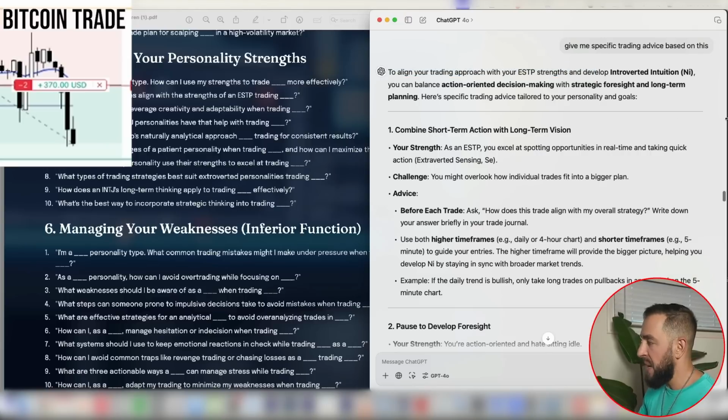And let's prompt it for specific advice based on this. Give me specific trading advice based on this. So here we go. Number one, combine short-term action with long-term vision. Remember, my strength is short-term action, my weakness is long-term vision, and it's saying combine the two.